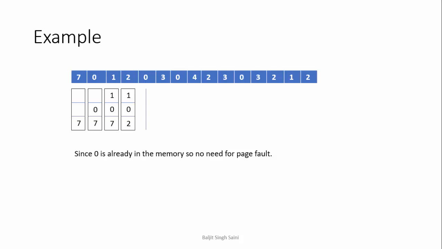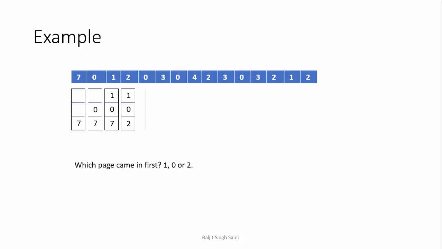Next, page number 3. Page number 3 is not in the RAM, so we need to select one out of 1, 0 and 2. Which page was brought first into the RAM out of 1, 0 and 2? The answer is 0, right? So now page number 0 is replaced with page number 3.